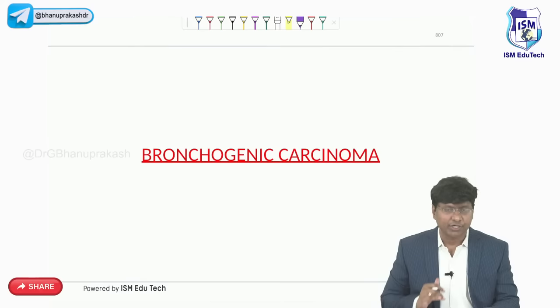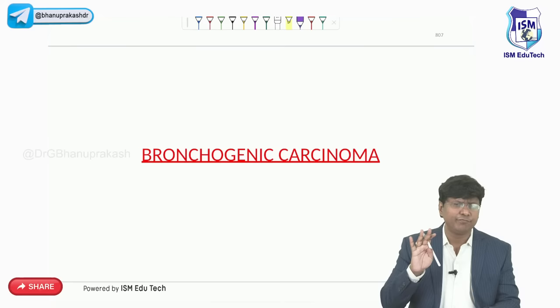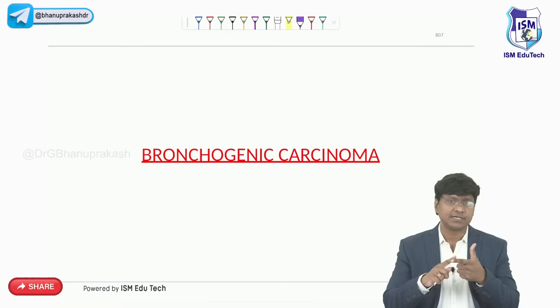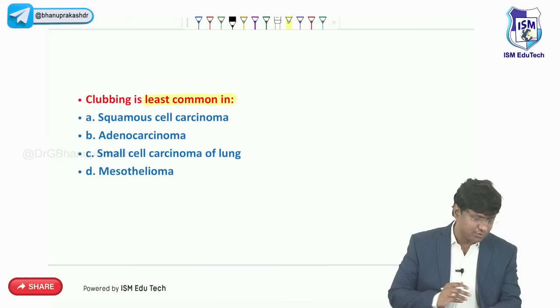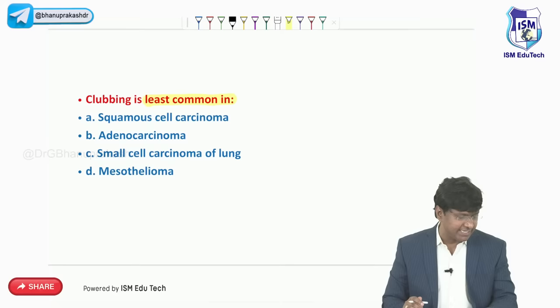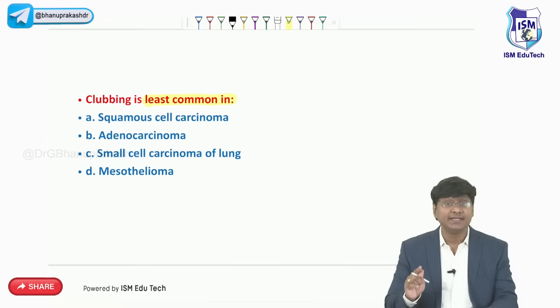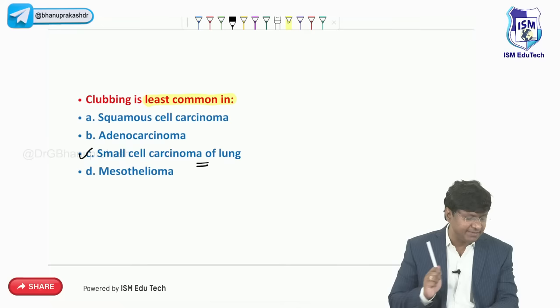Then the next important topic is bronchogenic carcinoma. We have four important forms of bronchogenic carcinoma. That is small cell carcinoma, large cell carcinoma, squamous cell carcinoma and adenocarcinoma. But the important question is, clubbing is least common in which type of bronchogenic carcinoma? Clubbing is least common in case of small cell carcinoma of the lung. Please remember, that's an important question, right?